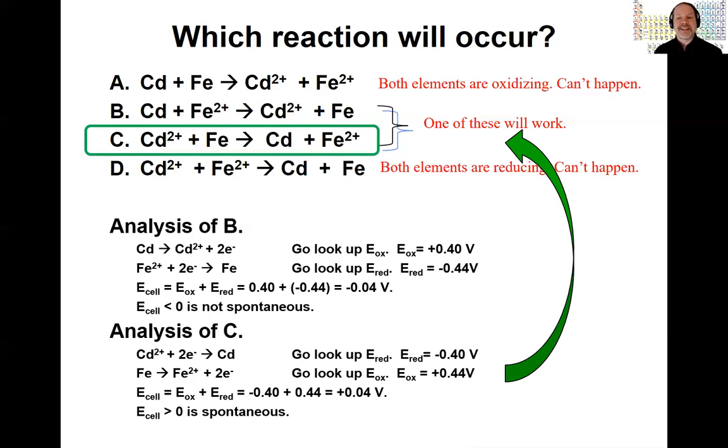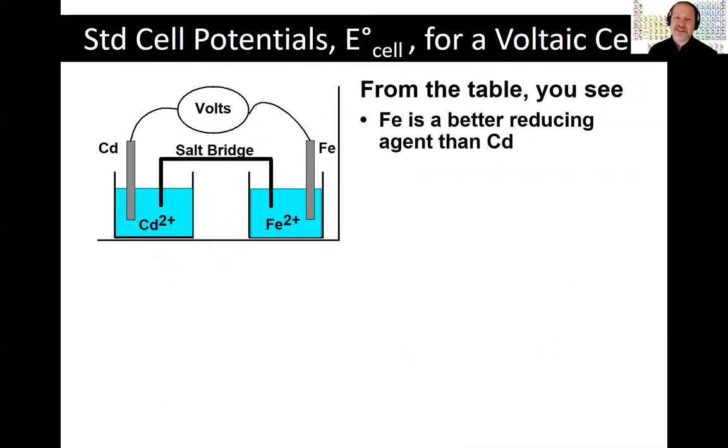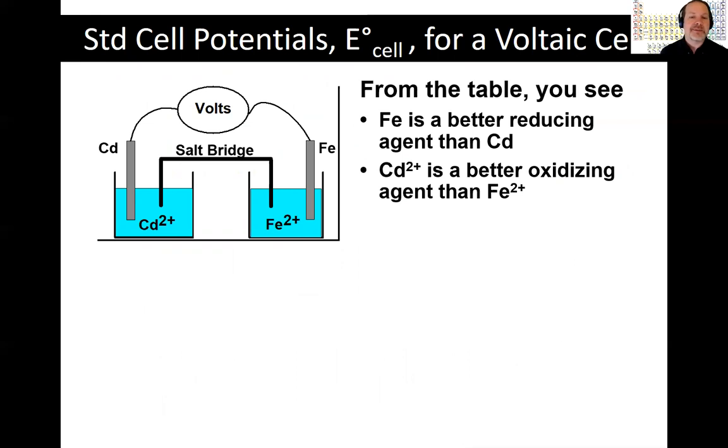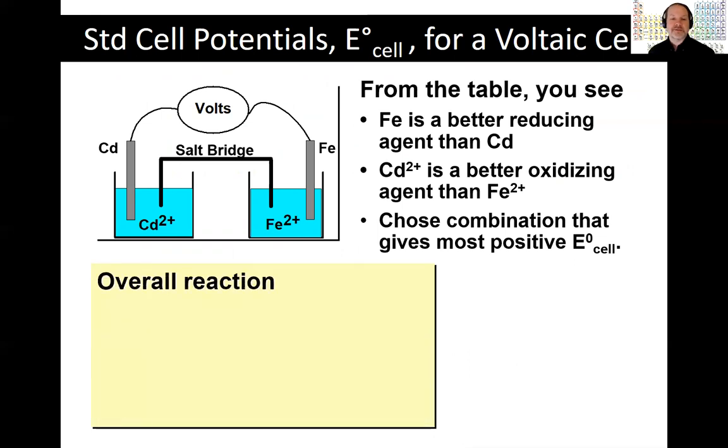So C is the answer here. If I were to hook these two things up, I wouldn't expect a whole lot of voltage, but I do see that iron is a better reducing agent than cadmium, and the cadmium plus 2 ions are a better oxidizing agent than the iron plus 2. So this combination of iron metal and cadmium plus 2 ions are the ones that are really going to drive this chemical reaction to take place.